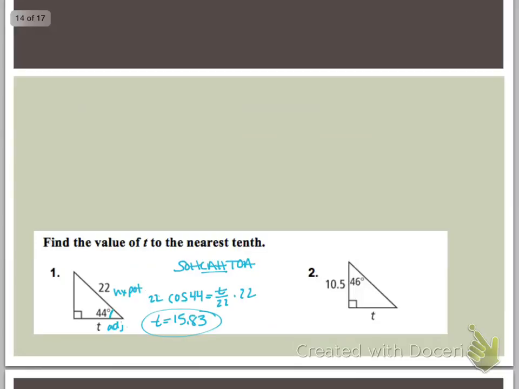Okay, so my next one, I'm coming from this angle, so I have my opposite, and then I also have my adjacent. So the one that deals with opposite and adjacent is tangent. So I have tangent of 46 equals my opposite over my adjacent. So this time I need to multiply both sides by 10.5. So I type in 10.5 tangent of 46, and I get 10.87.